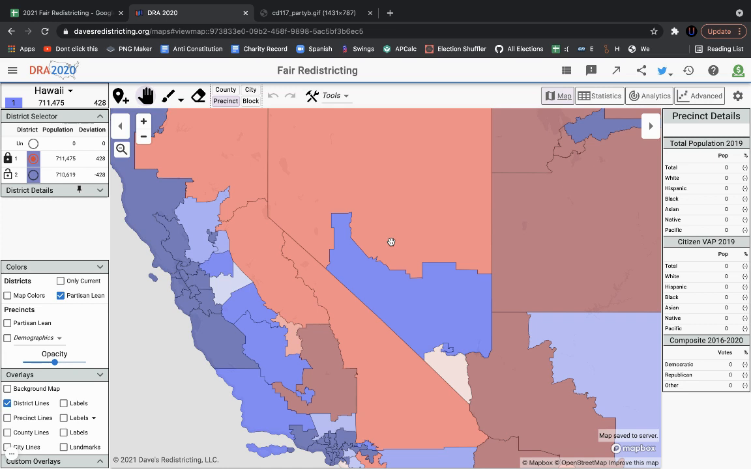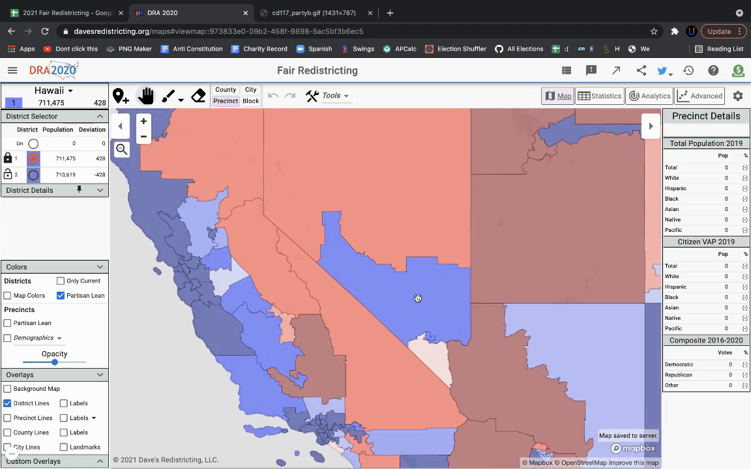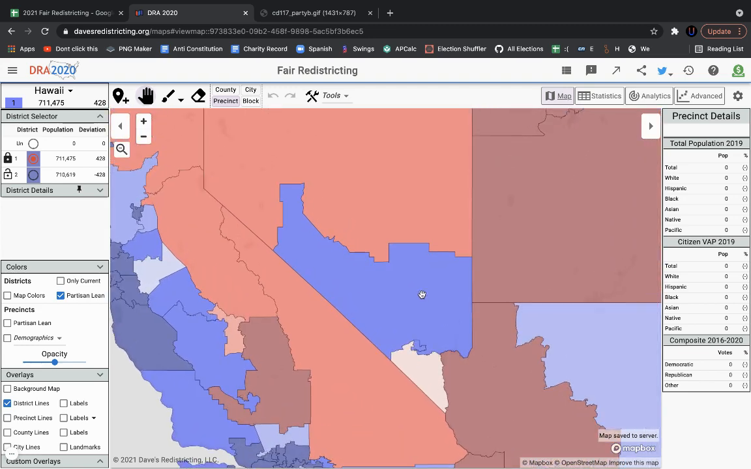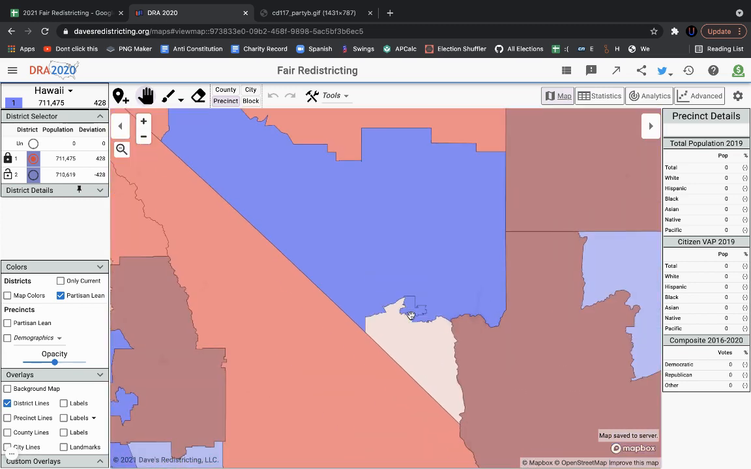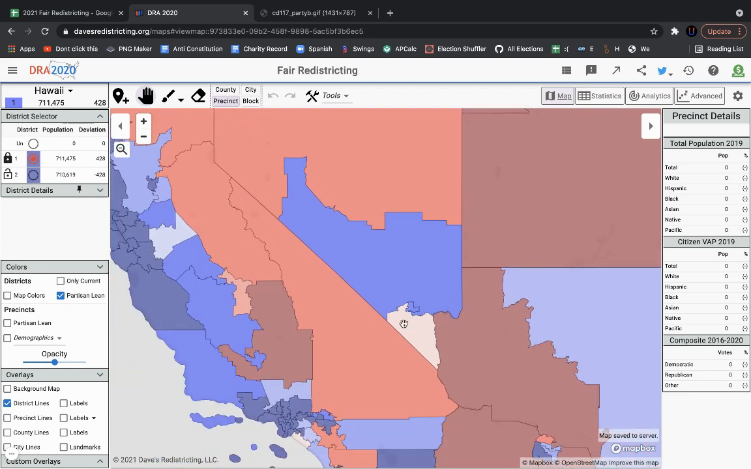It cracks more counties than necessary, and I think I should have, in retrospect, made it more like this instead of having it go up here. But still, you don't lose the idea of a Democratic-leaning seat. This is like a D plus 10 seat. This is like a D plus 19 seat. It's basically safe. It should be safe. And then you have a competitive one.